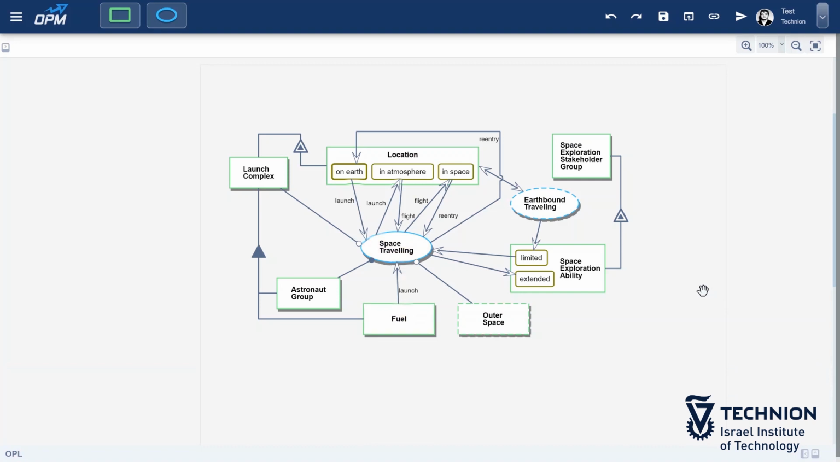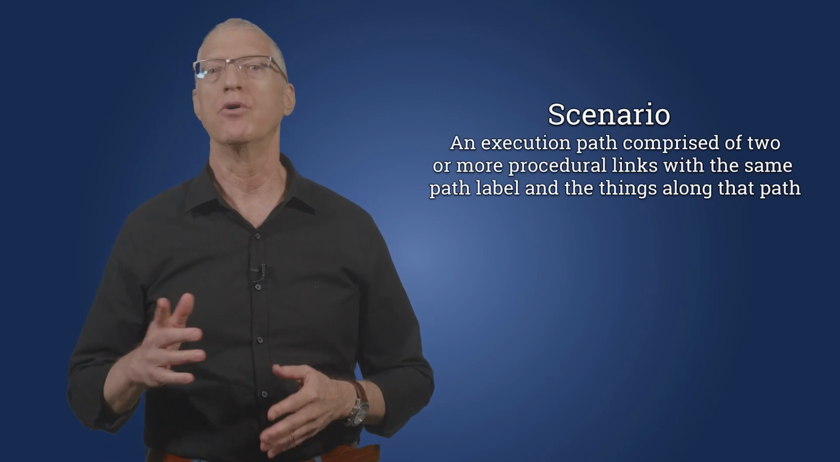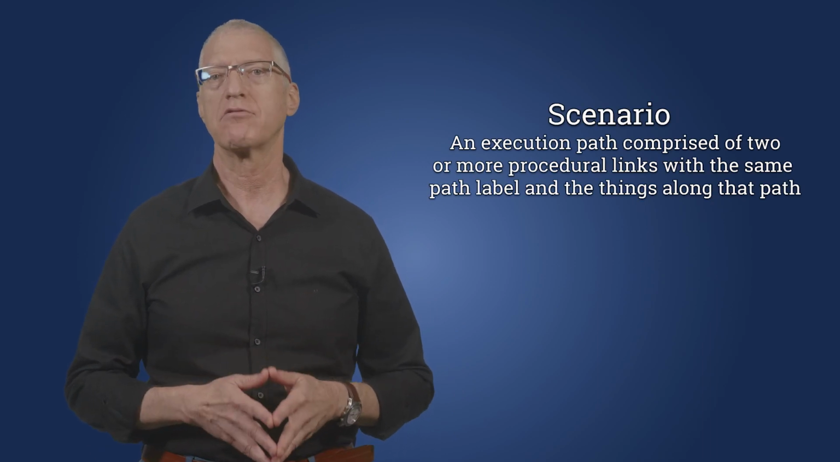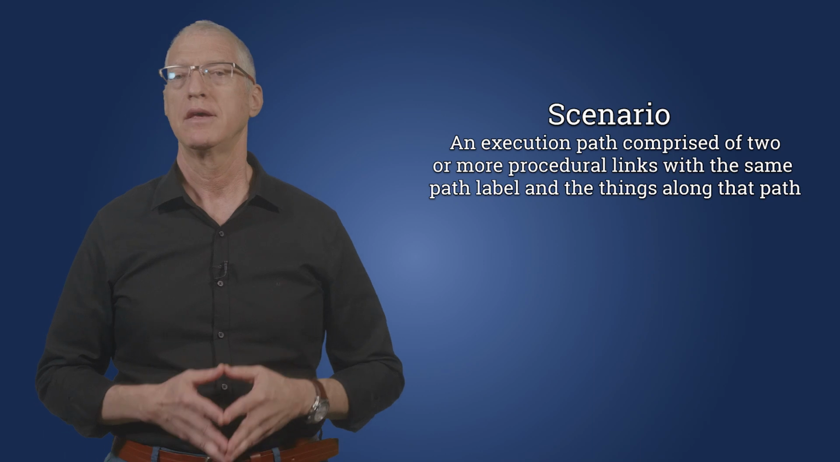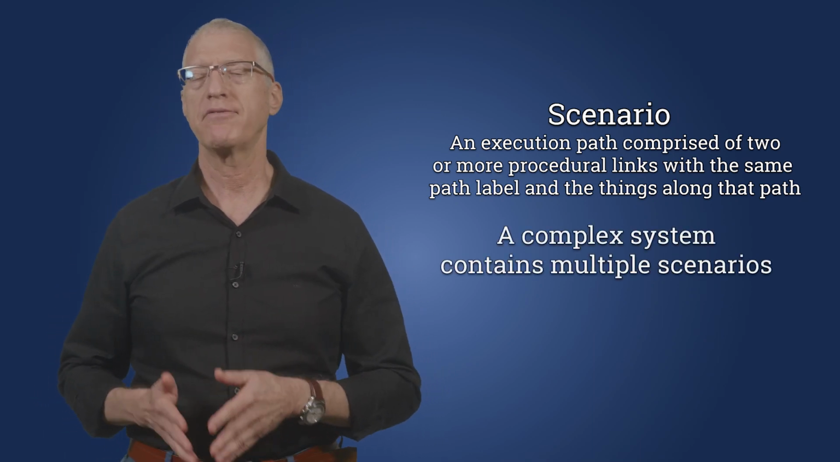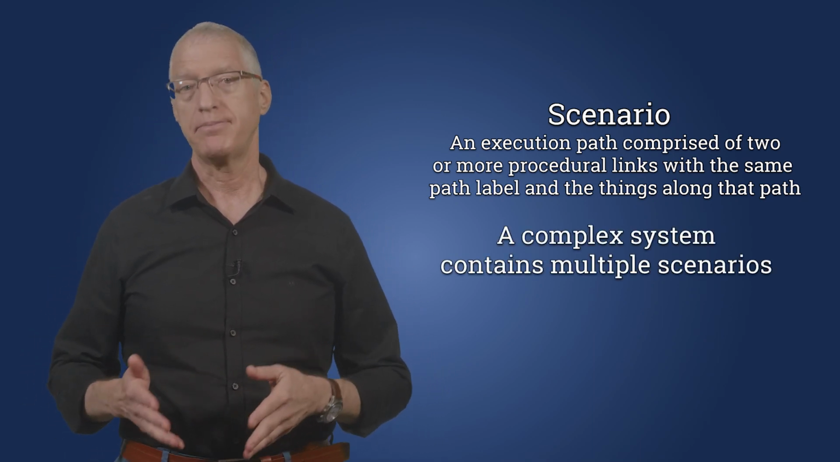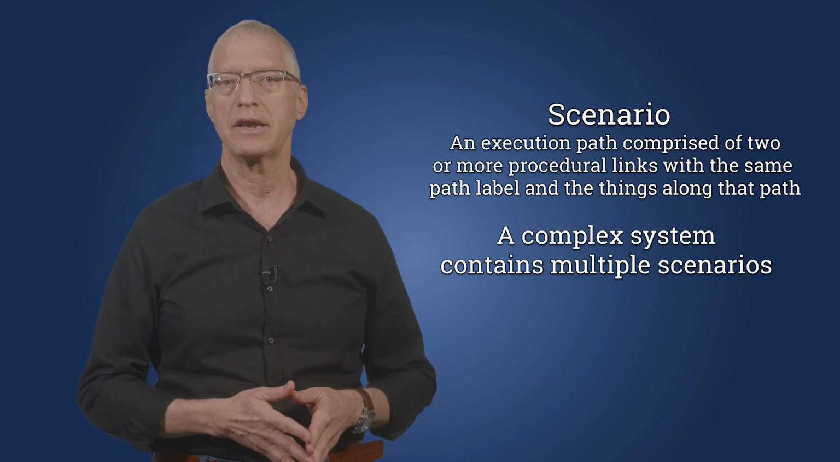The triple usage of the launch path label demonstrates that we can use path labels to specify paths of execution that contain more than two links, and this need not necessarily be performed in sequence. One or more path labels which determine a specific set of procedural links that must be followed define a scenario. The usefulness of paths grows with the system's complexity. In complex systems, multiple various scenarios can develop depending on decisions, events, and probabilities.